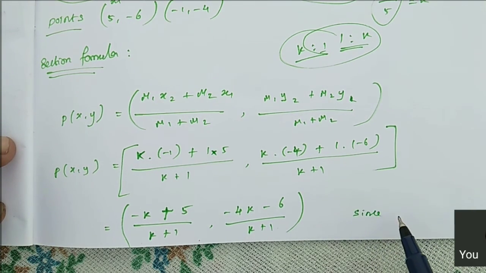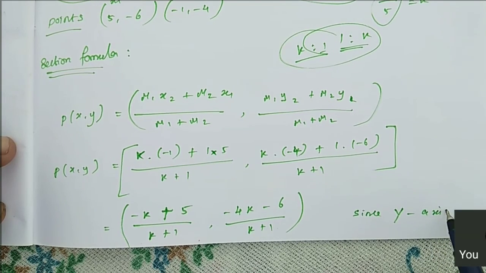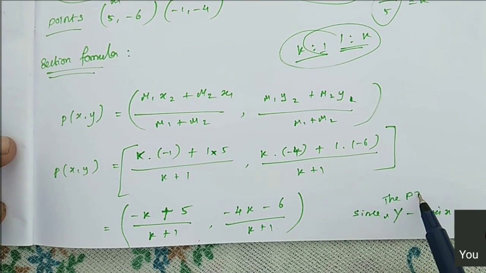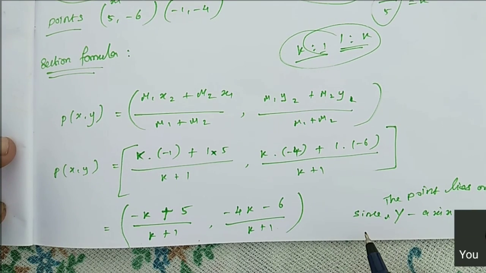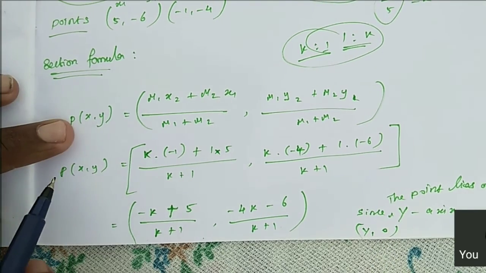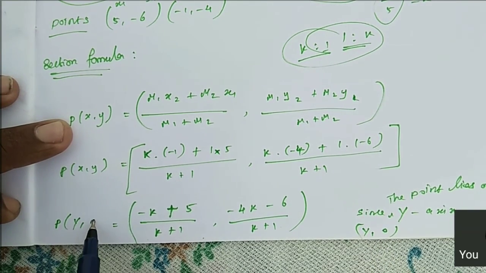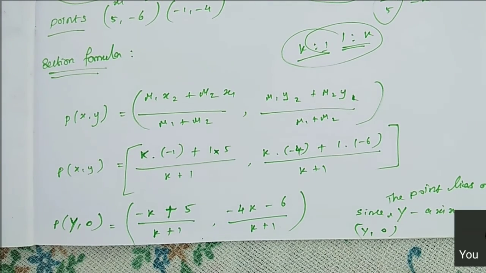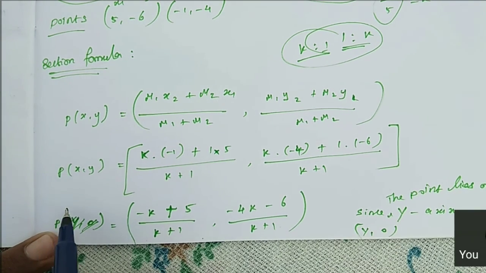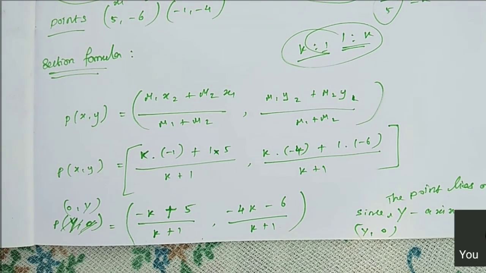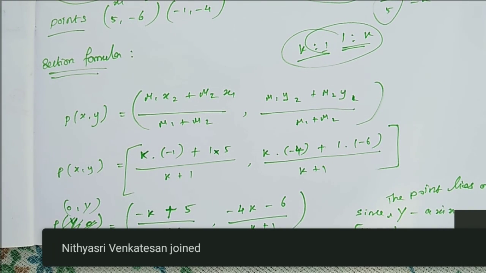Since the point is lying on the y-axis, here the point lies on the y-axis. So what is the point? Sorry, x comma, what is it? Y value alone. So 0 comma y. Clear? Any doubt?